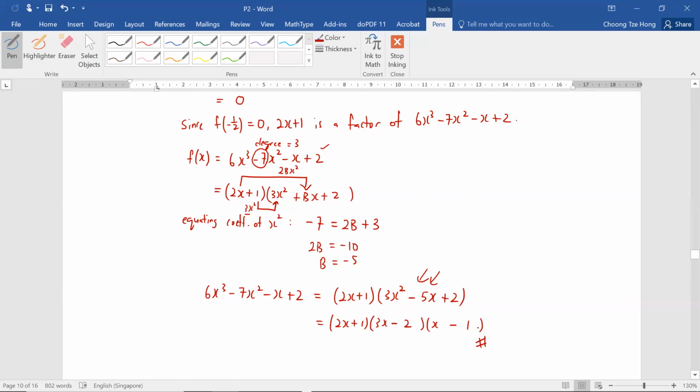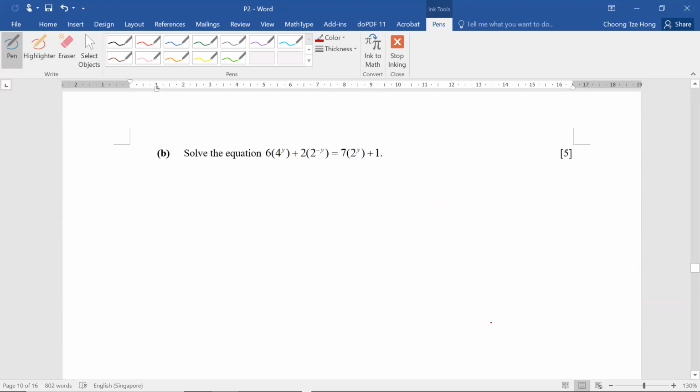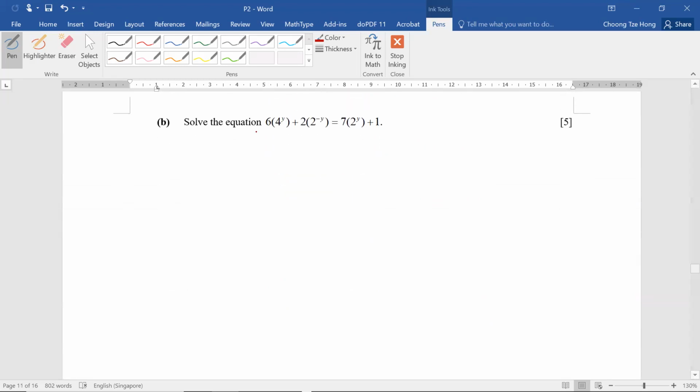Okay, we have fully factorized the cubic polynomial already, right? All right, let's take a look at part B of the question. Part B, they want us to solve the equation 6 times 4 to the power of y plus 2 times 2 to the power negative y equals 7 times 2 to the power of y plus 1. Let's see how we can break down this particular equation.